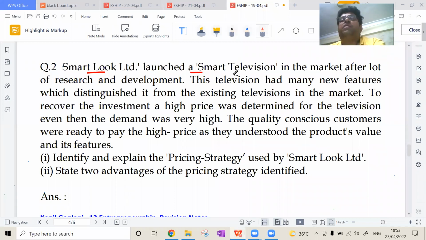Smart Look Limited launched a smart television in the market with features which distinguish it from other companies. To recover the investment, they are conscious. Now you have to identify which pricing strategy. Okay. Next, the advantage of this strategy.